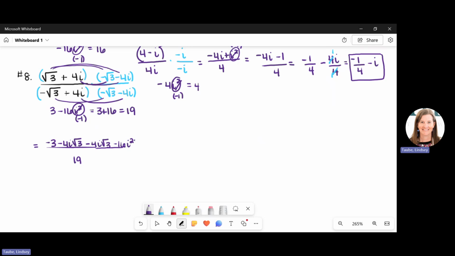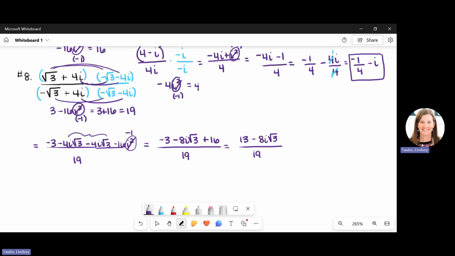Okay, so to simplify this top, again, i squared is negative 1, and we can combine the middle terms as well. So we would have negative 3 minus 8i radical 3 plus 16 all over 19. I would combine the negative 3 and the 16 to get 13 minus 8i radical 3. That's all over 19 still.